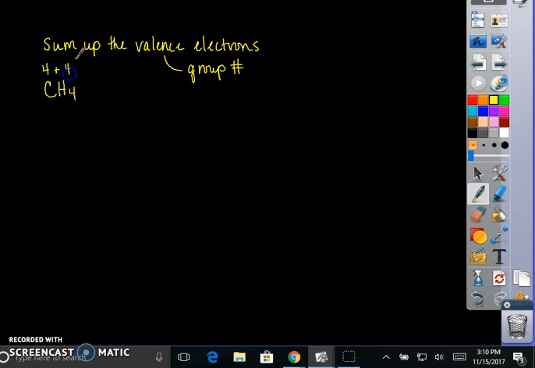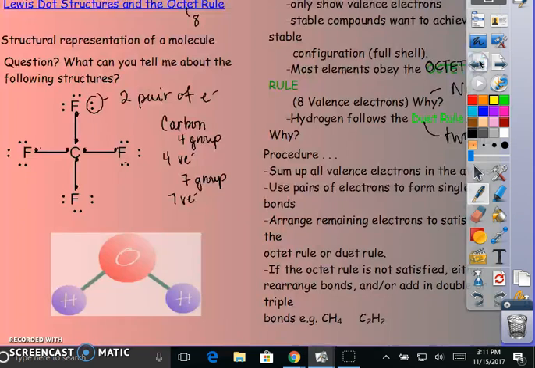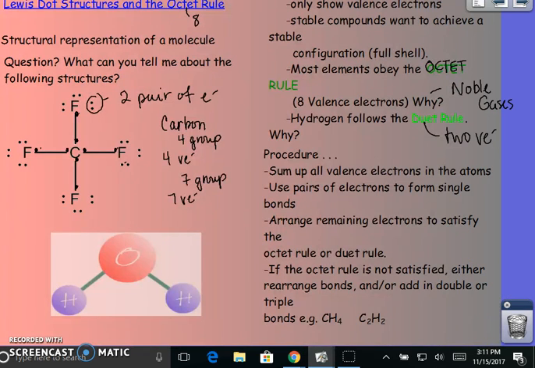So I'm going to say 4 times 1. So that gives me 4 plus 4, and that is 8 valence electrons. Now I'm going to scroll back to the previous page because this has got our rules on it. And it says use pairs of electrons to form single bonds, and you're always going to start with the central atom. And of course, now we need to figure out who the central atom is.